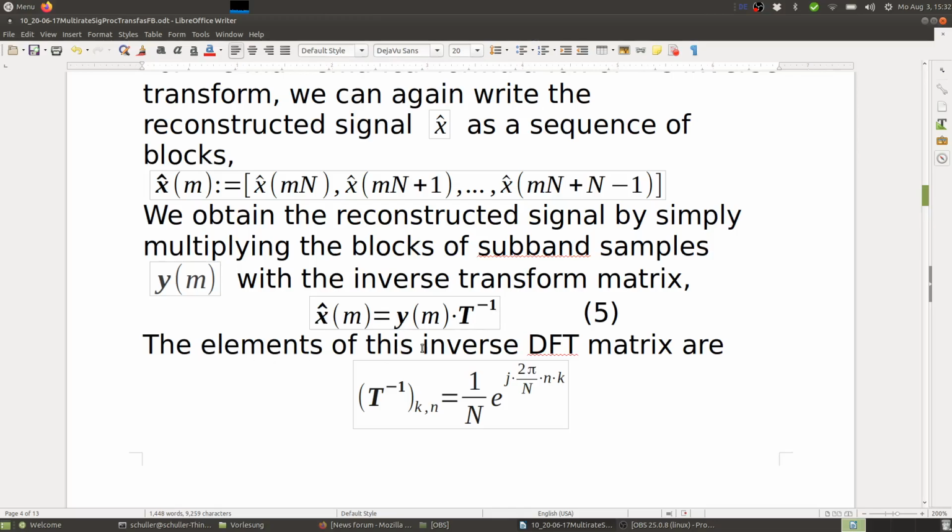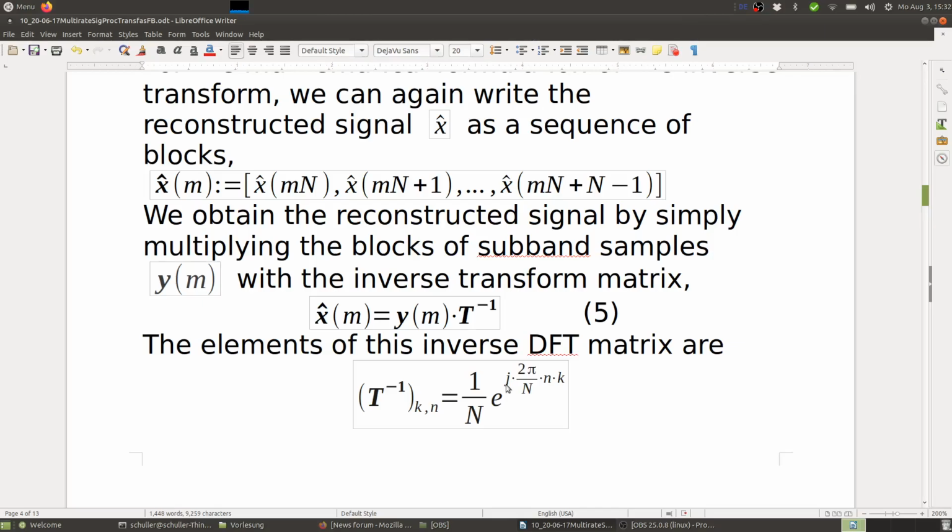So the elements of this inverse DFT matrix are this. This is the inverse matrix, position k and n, and this is the inverse transform kernel. You can see it almost looks the same as for the forward transform, except there's a plus in the exponent, and we have this 1 over N as a factor. And it turns out this is the exact inverse of the forward transform as we applied it.